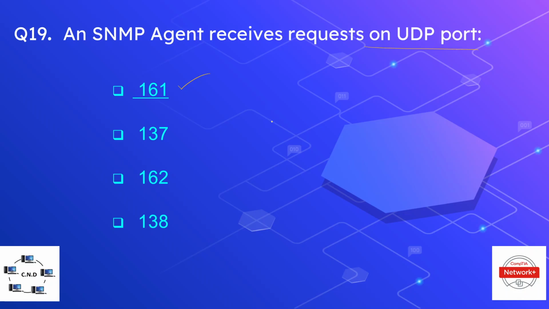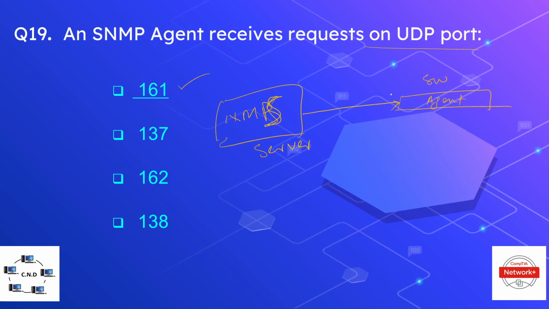So if we draw the diagram, let's suppose here we have a device, let's suppose a network switch, and this has, let's suppose, an SNMP agent, and here we have, let's suppose, an SNMP management system or NMS. This is typically a server that has the SNMP NMS. This is NMS, network management system, and let's suppose this is a server. So this agent receives requests on port number 161, while it sends the reply to the server on port number 162.